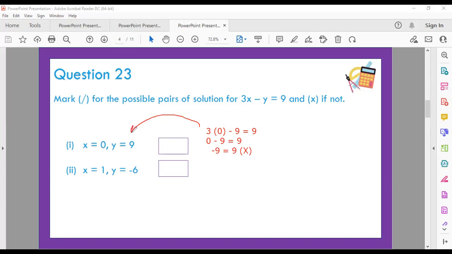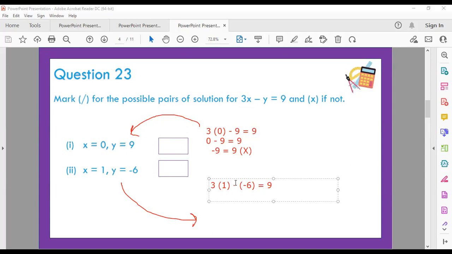Okay, this one. All right. Now I'm going to do for this. And let's see. So now x is equal to 1 and y is equals to negative 6. So put in that value. 3, x is what? 1, right? 3 times 1 minus, remember the original one says minus. But y here is -6. So you got to be careful with the negative there. And then that's equals to 9.